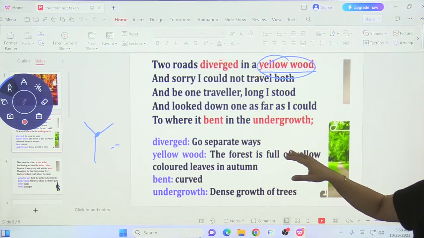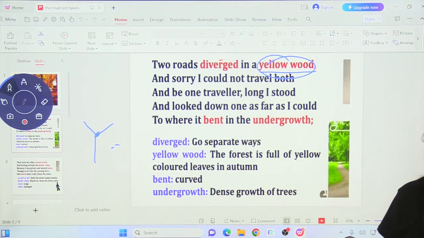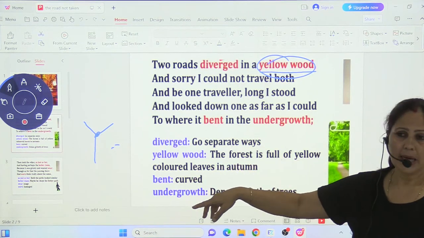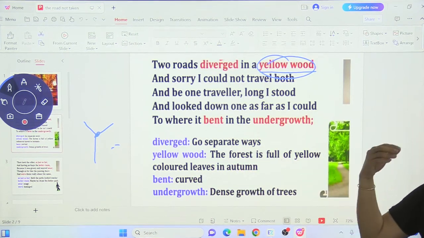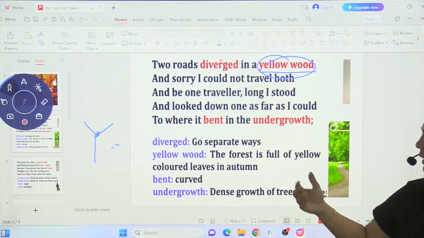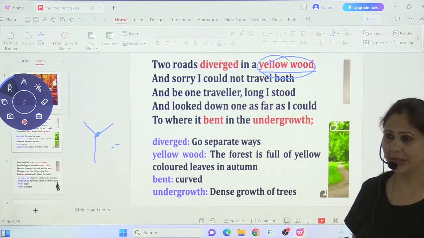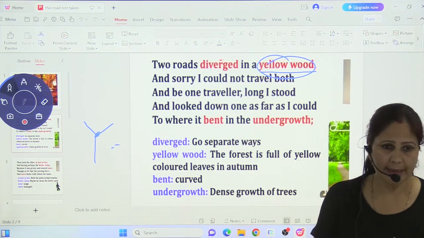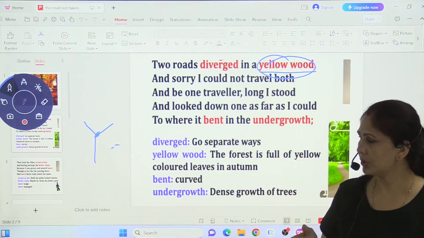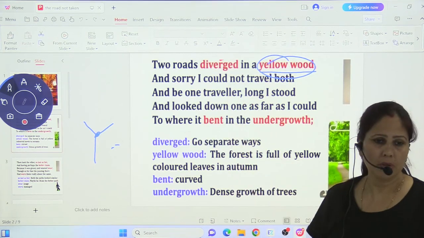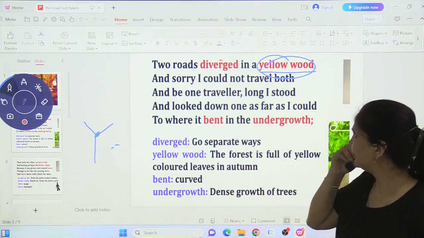Now when we have to find a suitable way for ourselves, what do we do? We generally try to look as far as we can. So he was also standing at that point and he was trying to see as much as he can. And he was trying to find what the two roads were offering. Offering means what was there in those two roads.